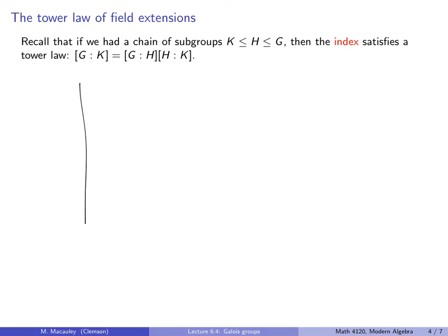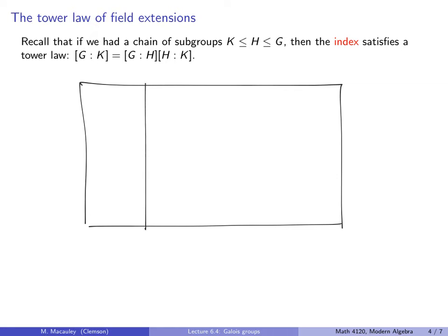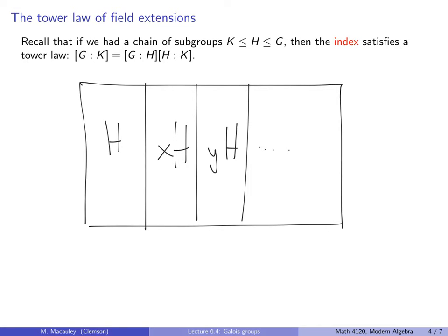And a way to prove this by a picture, and I say prove in quotes, is, well, if this is the subgroup H, and then we look at its cosets, xH, let's do left cosets, yH, and so forth. And then K is a subgroup of H. Let's say this is K. So the cosets of K in H are like h1K and h2K and h3K and so forth.